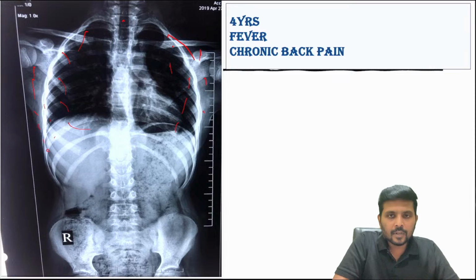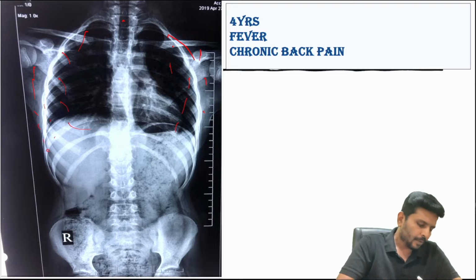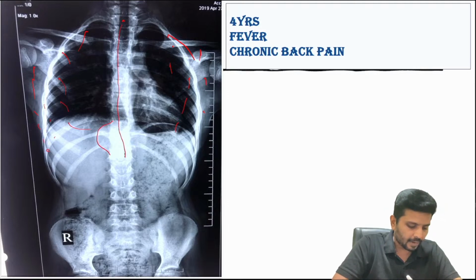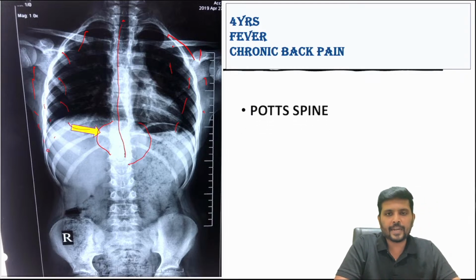Now let's trace your vertebra. So this is a 4-year-old child with fever and chronic back pain. Look at this. When we trace here, yes, I could see some paravertebral shadow here. So this paravertebral shadow is nothing but what? Pott's spine. Paravertebral shadow is nothing but Pott's spine.